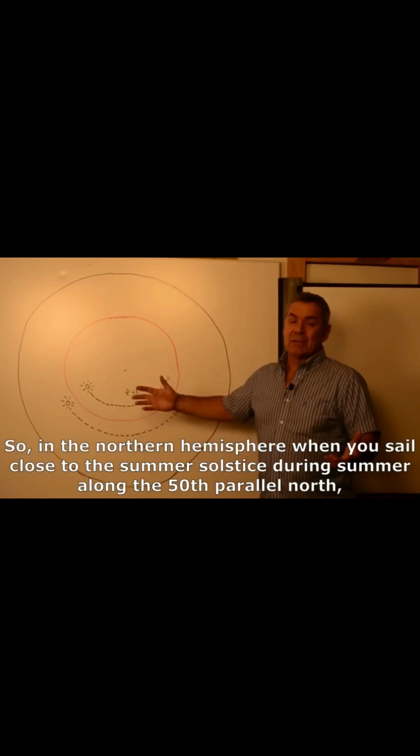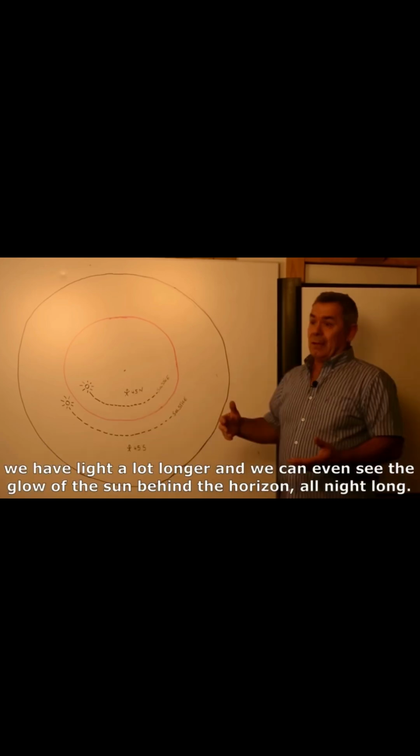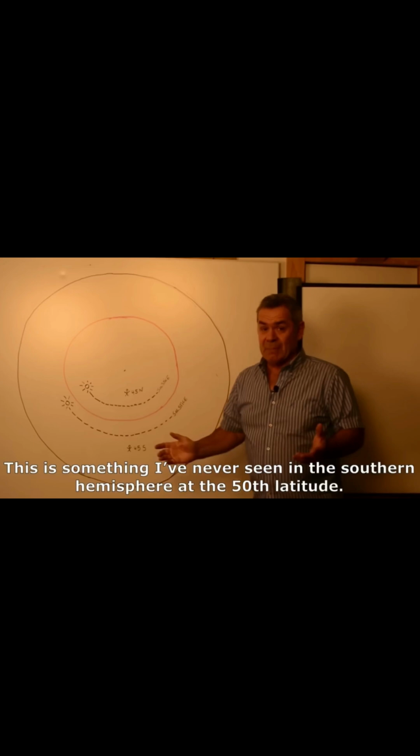So, in the northern hemisphere, when you sail close to the summer solstice during summer along the 50th parallel north, we have light a lot longer, and we can even see the glow of the sun behind the horizon all night long. This is something I've never seen in the southern hemisphere at the 50th latitude. So there you have it, a professional's testimony that sunrise and sunset happen quicker in the south. Dawn and dusk come and go quicker. And this matches what we are seeing with the eclipses.